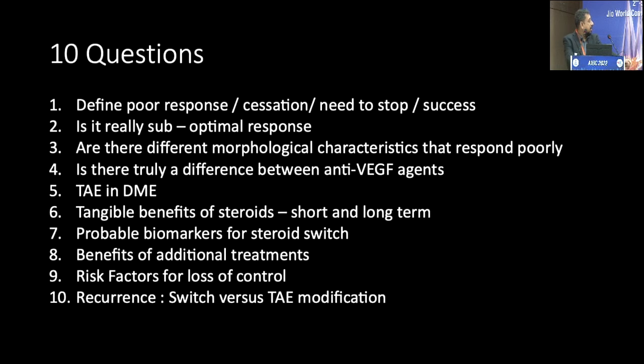I have 10 unanswered questions over here, starting from what do you really call a poor response? What do you mean by a suboptimal response? Are there differences in the CME or DME that don't allow them to respond? Is there a real difference between the anti-VEGF agents? What do you really mean by treat and extend in DME? What are the characteristics and the biomarkers for switching? We'll go through all these questions.